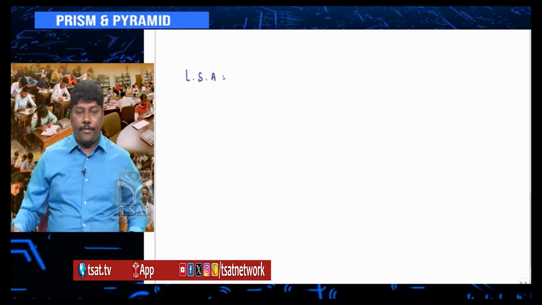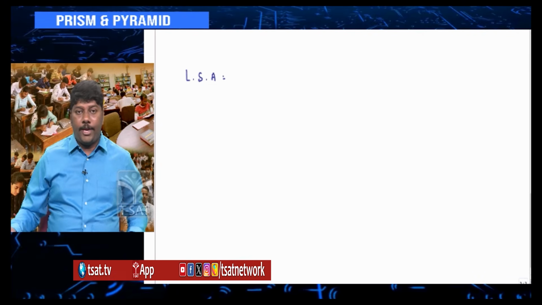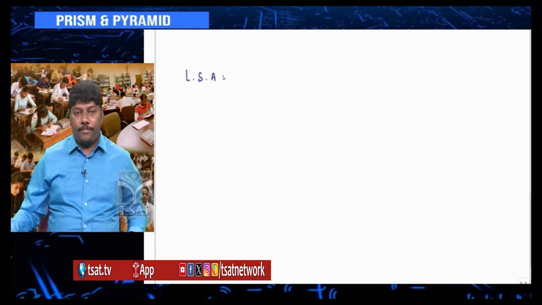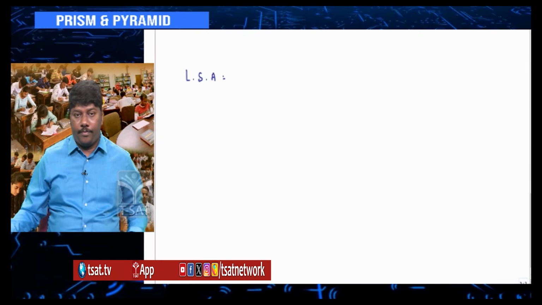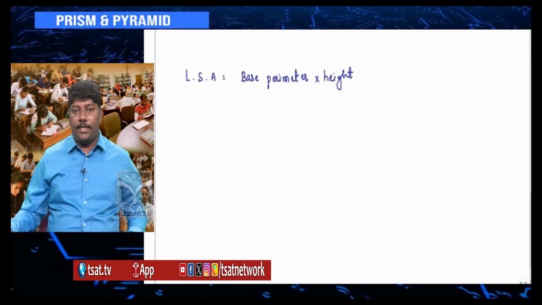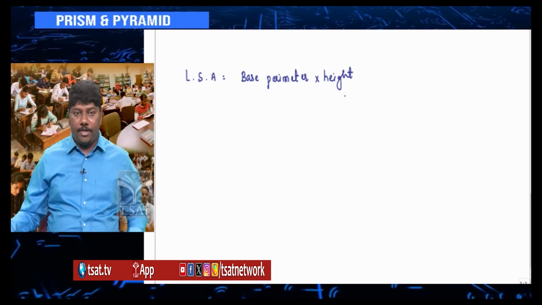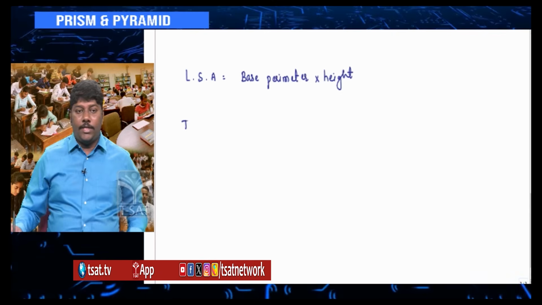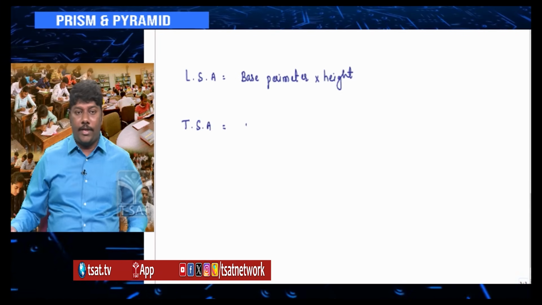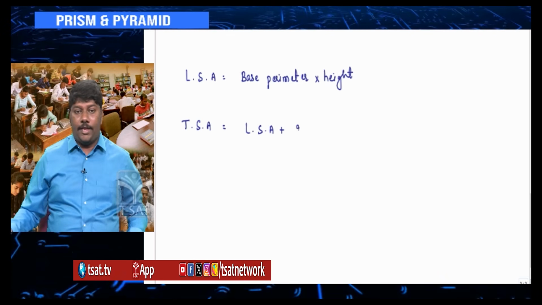The lateral surface area of the prism is base perimeter into height. You will get a rectangle area. For this rectangle, length into breadth is the area; length becomes the base perimeter, breadth becomes the height. If you want the total surface area, lateral means only sides, total means up and down surfaces also, so you add them. Lateral surface area plus two base areas.